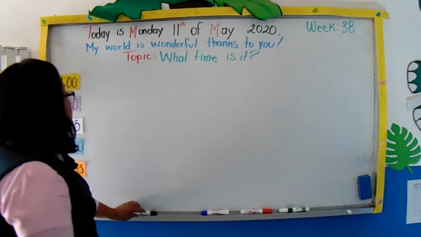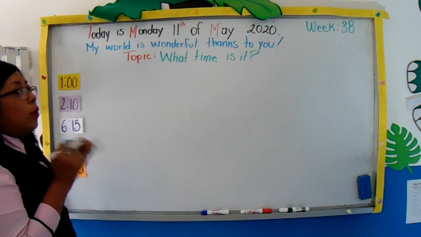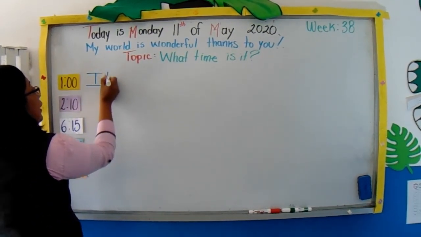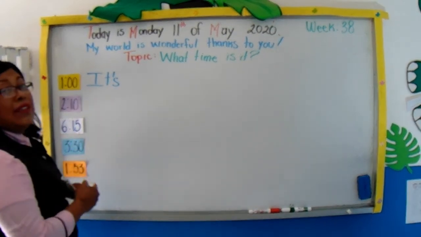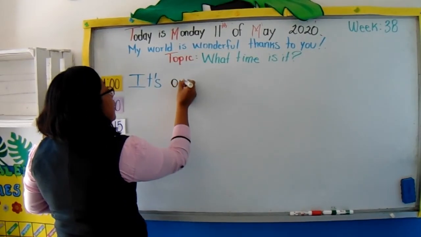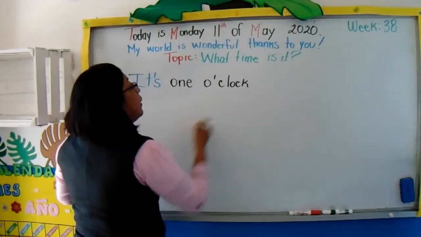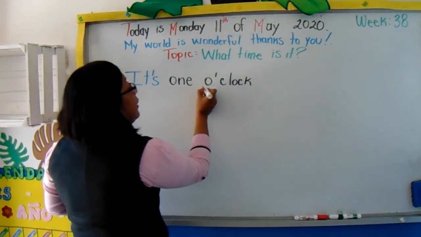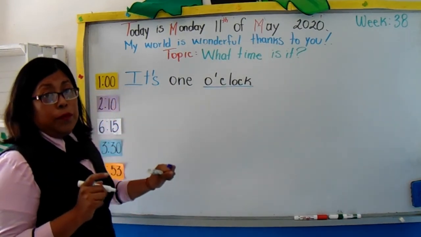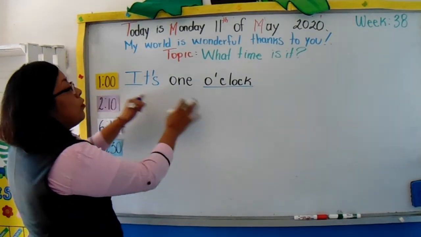Remember it. So, when I have horas en punto, we always start with it's. Siempre vamos a empezar con it's. It's the number 1. It's 1 o'clock. Remember, o'clock is en punto. It's 1 o'clock, es la una en punto. If I have maybe 2, it's 2 o'clock. What time is it? It's 1 o'clock.